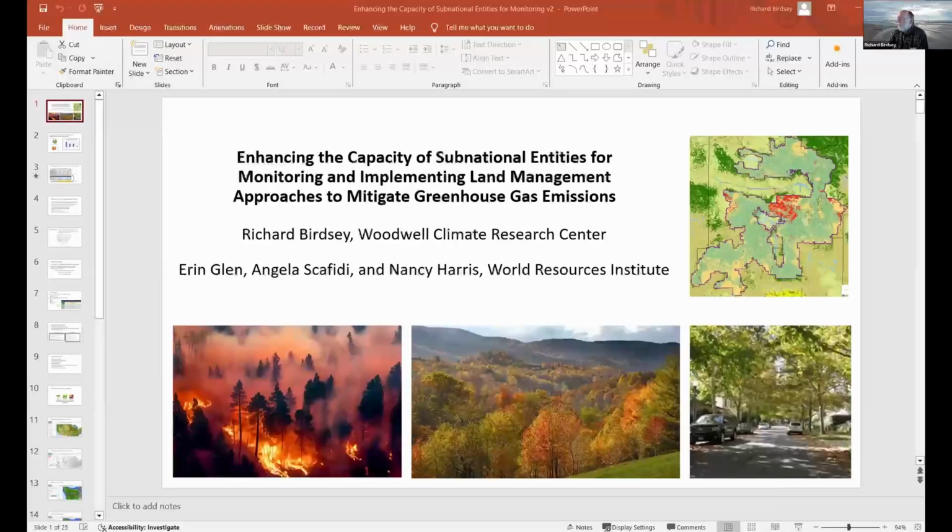It is titled Enhancing the Capacity of Subnational Entities for Monitoring and Implementing Land Management Approaches to Mitigate Greenhouse Gas Emission. And this research focuses on developing effective implementation and monitoring plans for climate change mitigation at local, county, and state levels. This presentation is being presented by Dr. Richard Birdsey. So let's welcome him. Dr. Birdsey, the floor is yours.